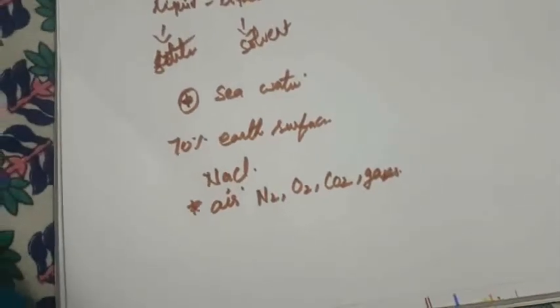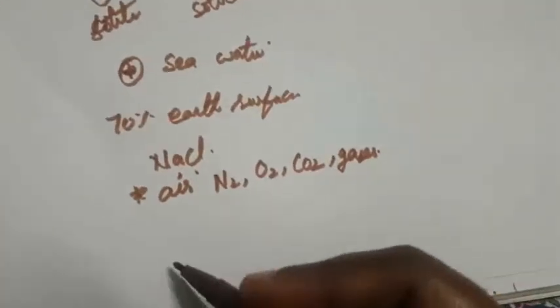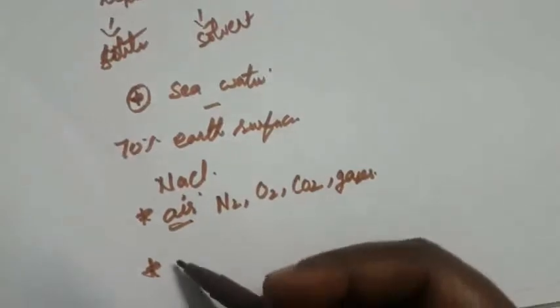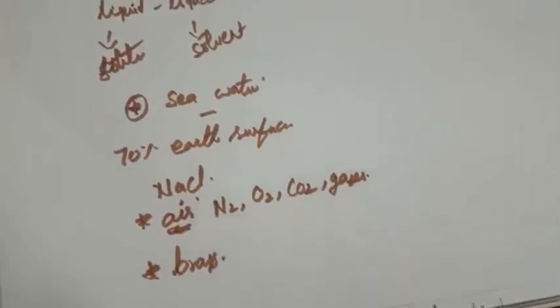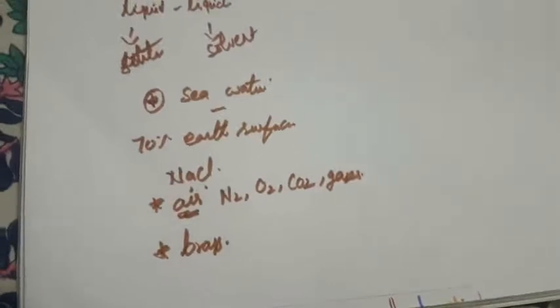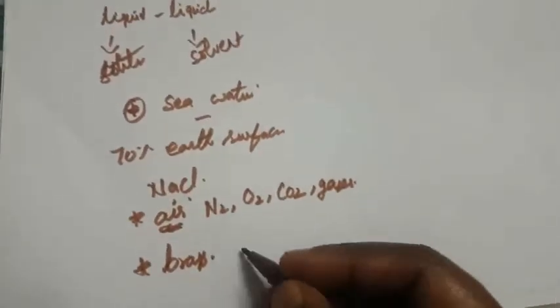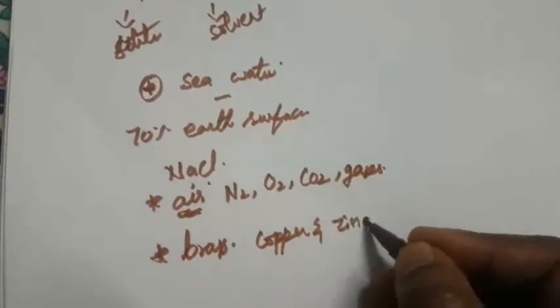Even a solid material such as brass is a homogeneous mixture of copper and zinc. So seawater is the liquid, air is the gaseous state, and brass is the solid state. What is brass? Brass, called பித்தளை in Tamil, is a homogeneous mixture of copper and zinc. This is another homogeneous example.